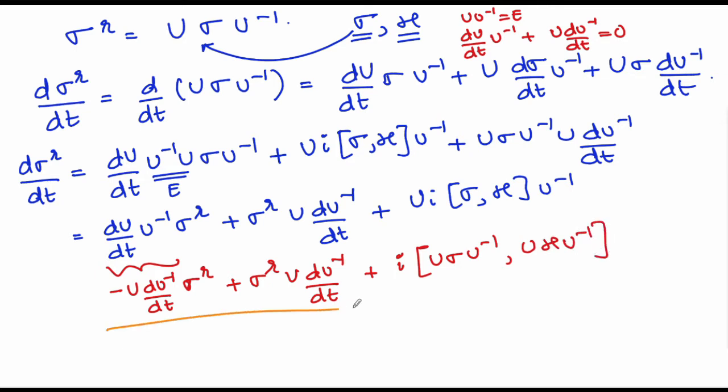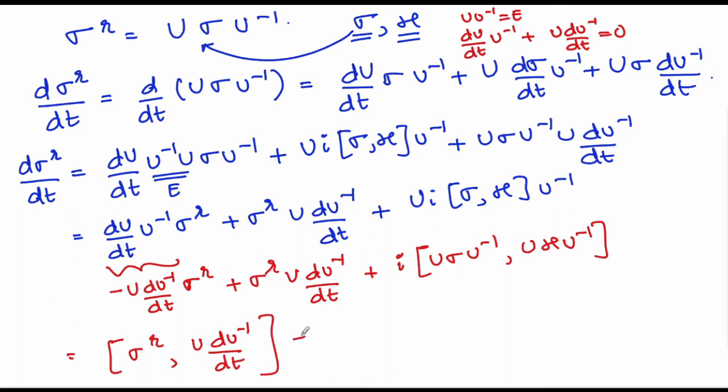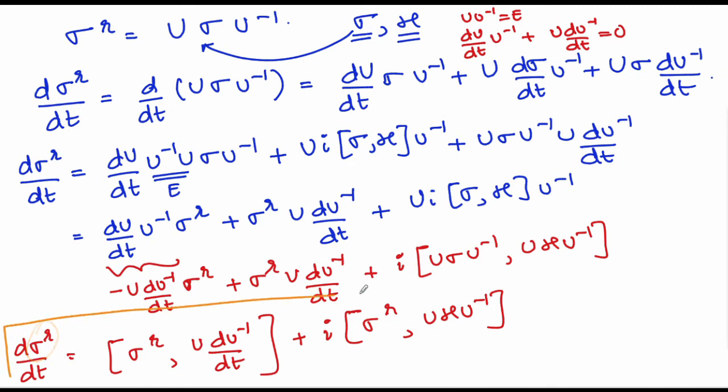And if you pay close attention, you are able to see this is nothing but the commutator between sigma r comma u du inverse over dt plus i times sigma r u Hamiltonian u inverse. So now what have we done? We have successfully written what will be the time evolution of the transformed density matrix, and this equation looks kind of similar to the Liouville von Neumann equation.